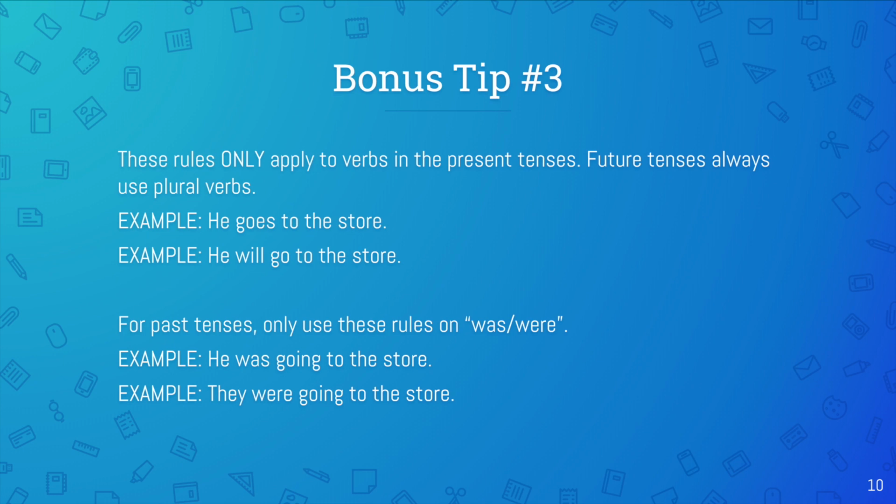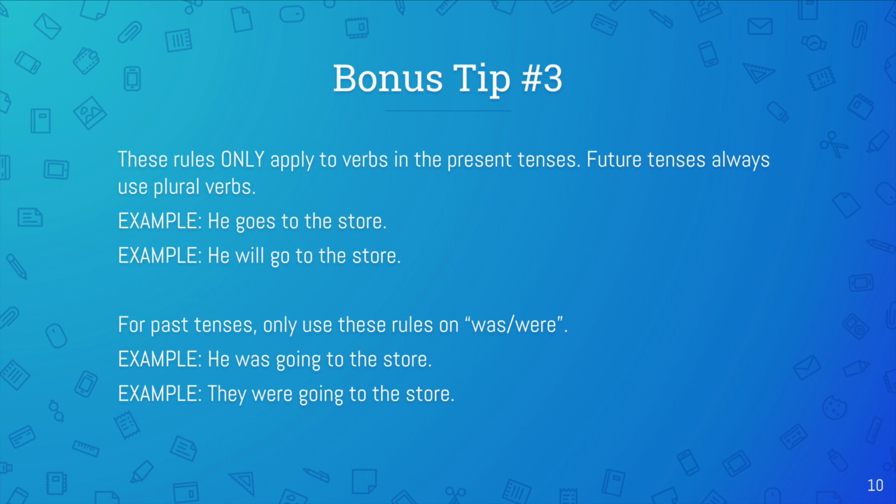Here's another really important tip. These rules that I've explained, they only are true for verbs in the present tenses. Future tenses are really easy, because you will always use plural verbs. He goes to the store, that is present. He will go to the store, that is future. Even though he is singular, it does not matter. You will just use go. And that is true for all future tenses.